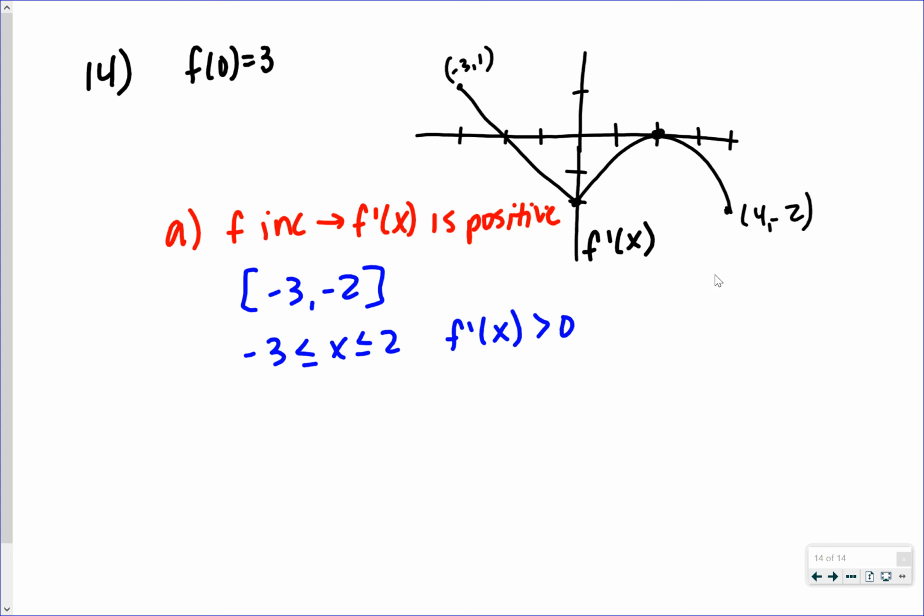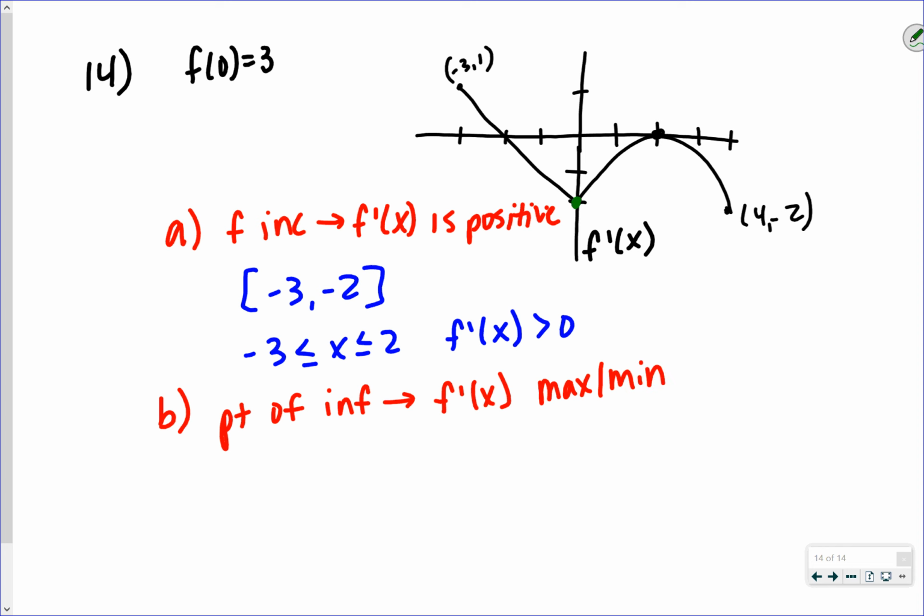Part B. Find the x-coordinate of each point of inflection. A point of inflection comes from the first derivative's maximum or minimum values. So I've got a minimum down here at negative 2, 0, and here at 2, 0. So the x-coordinates would be x equals 0 and x equals 2.